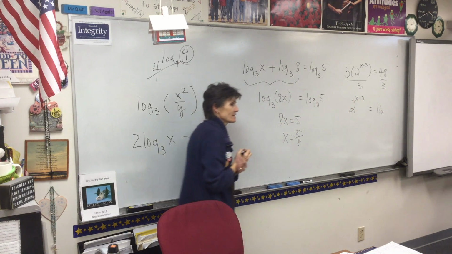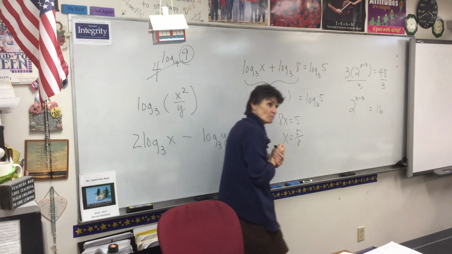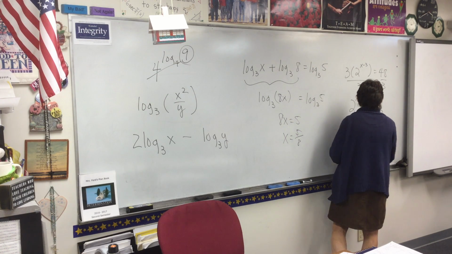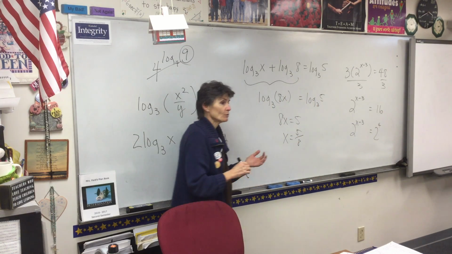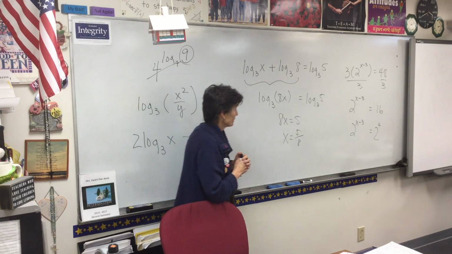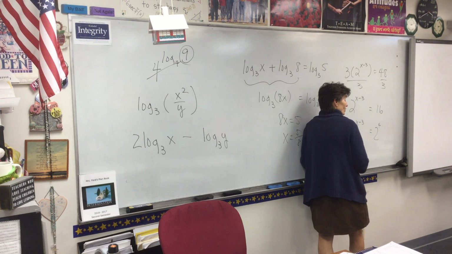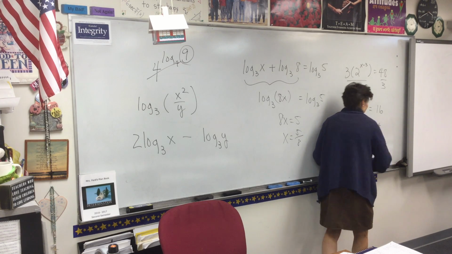What's special about 16? It's a power of 2. Which power of 2 is it? 4. And again, if you don't have that memorized, you really should. But if you don't, you can figure it out. 2 times 2 times 2 times 2, 4 of them, makes 16. So if 2 to the x minus 3 is the same as 2 to the 4th, x minus 3 equals 4, and x must be 7.